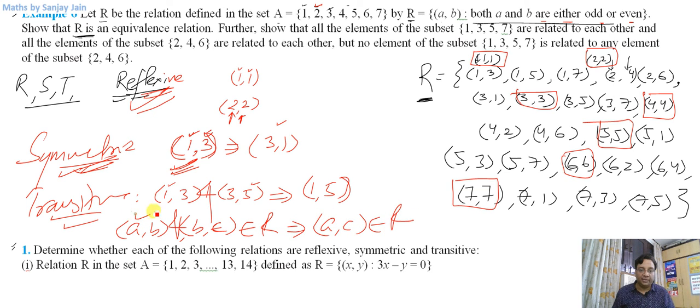What I mean is A, B are odd, B and C are odd. So A and C will definitely be odd. So these are present here in this relation. So this relation is transitive also. That means, you can see these elements also, but that will take a lot of time.